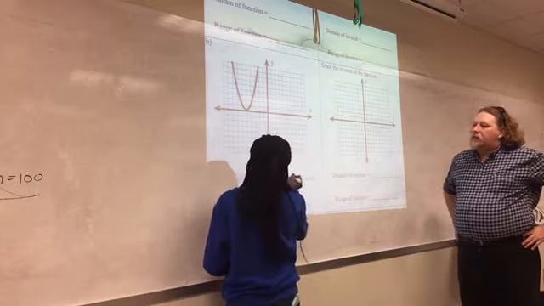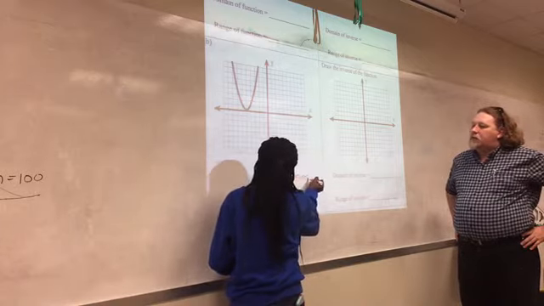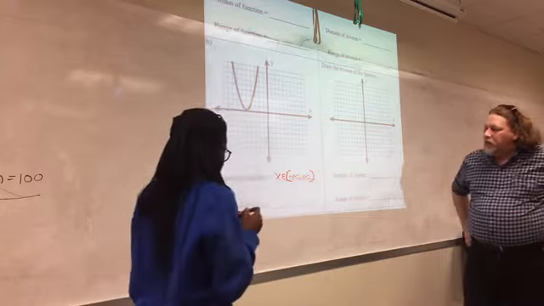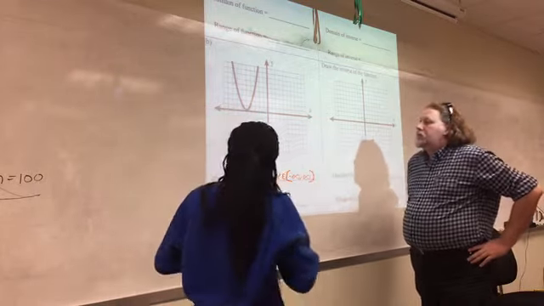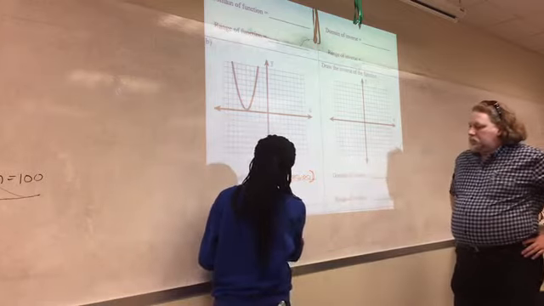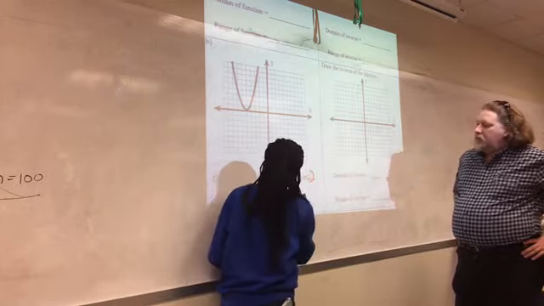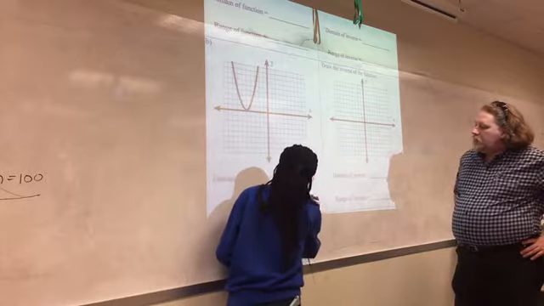So what's the domain here? X is in parentheses, so all real numbers. And what about the range? What's the range of this parabola? The range is 0 all the way to positive infinity.